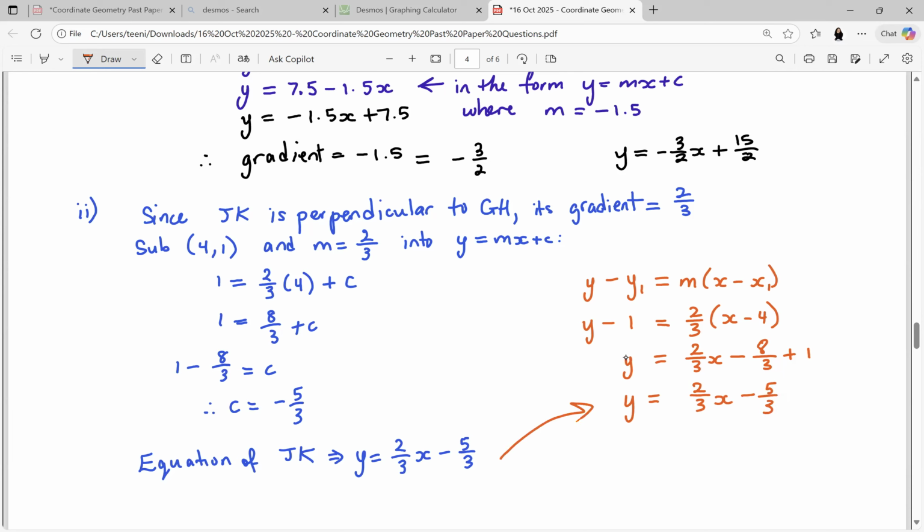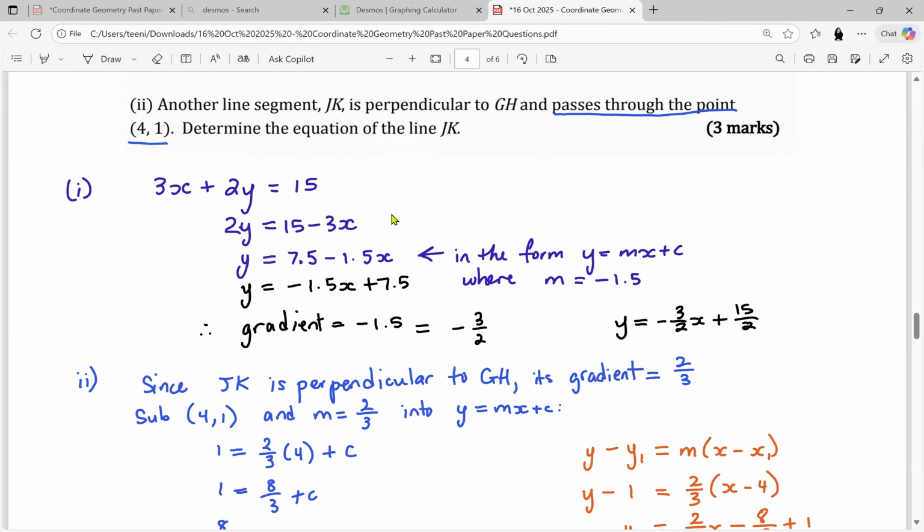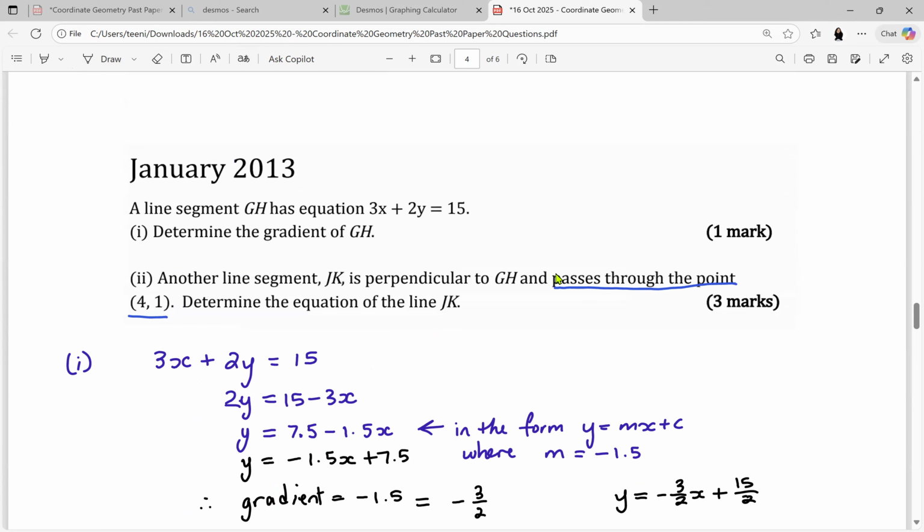As you can see, it's the same answer. Does not matter which method you use, you're still gonna get the same answer. All right, guys, and as you can see, it's literally a repeat. All right, this is what they bring.